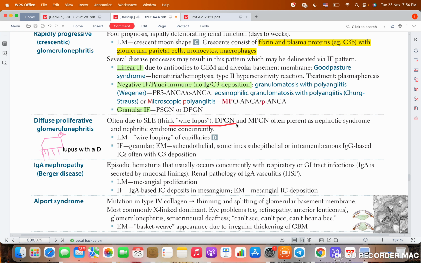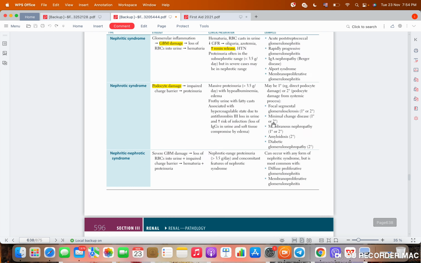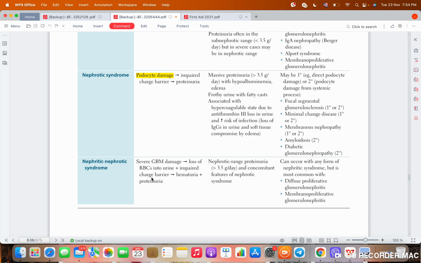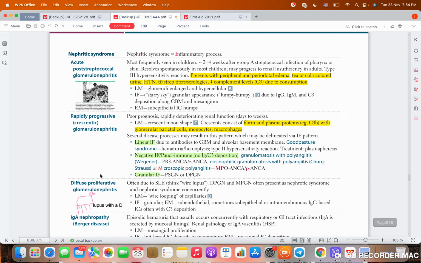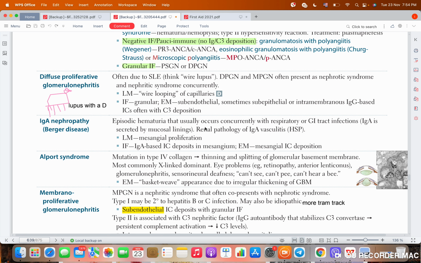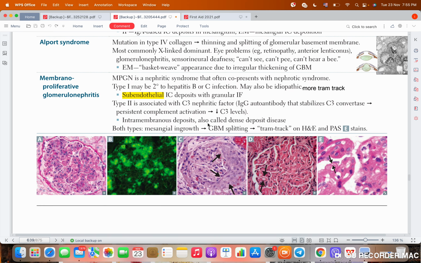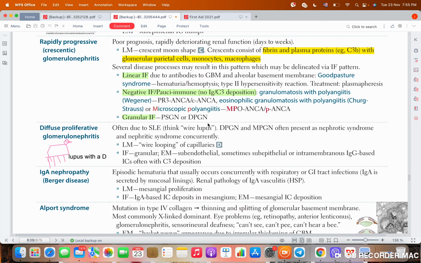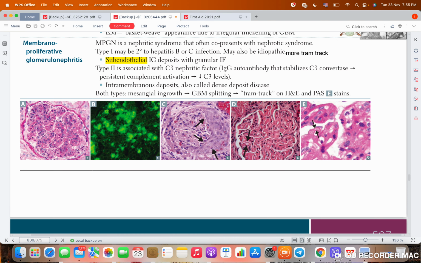Think wire loops. We'll speak about the wire loops in a second. So they write here, diffuse proliferative glomerulonephritis and membranoproliferative glomerulonephritis. We saw these two near each other before. They were the nephritic syndrome that can become nephrotic, yeah? So they write, it often presents as a nephrotic syndrome and nephritic syndrome concurrently. So in this one and one more we are going to speak about, these two syndromes have both nephritic and nephrotic at the same time. So in light microscopy, you will see what? The wire looping. They show a picture here in First Aid, but I really don't like it.